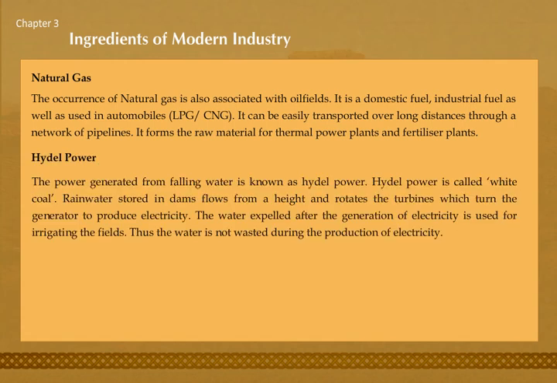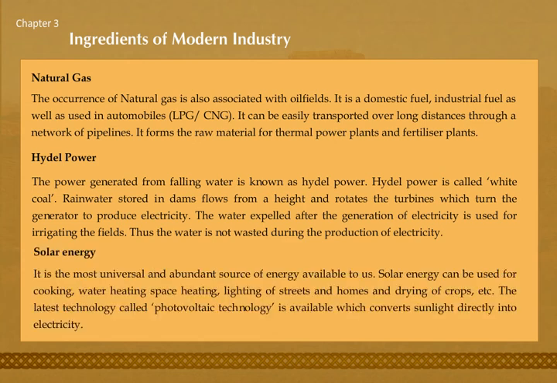Hydel power. The power generated from falling water is known as hydel power. Hydel power is called white coal. Rainwater stored in dam flows from a height and rotates the turbines, which turns the generator to produce electricity. The water let out after the generation of electricity is used for irrigating the fields. Thus, the water is not wasted during the production of electricity.